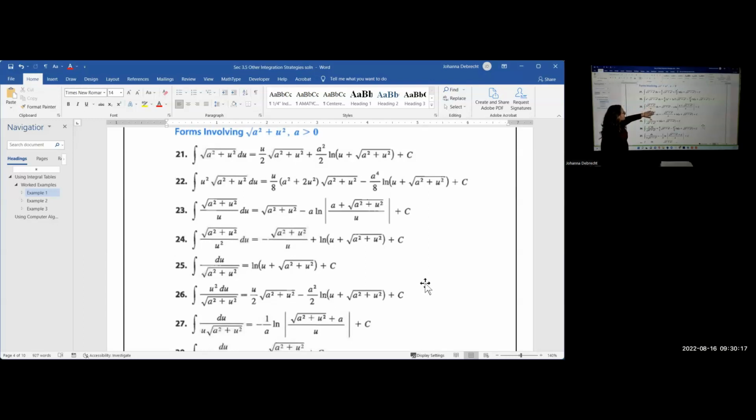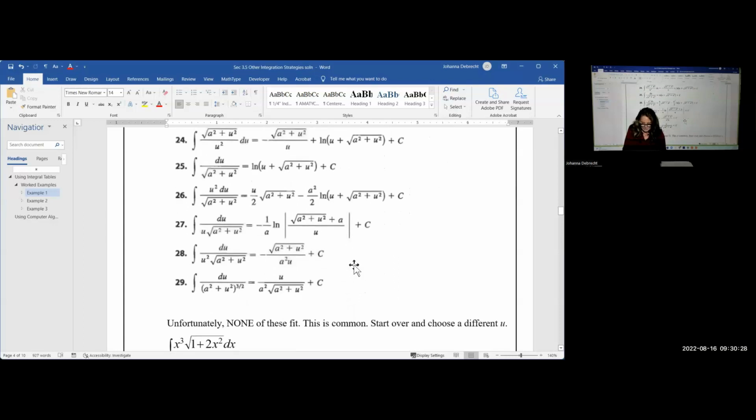It's got a fraction with 1 over u. This is 1 over u squared. That's not right. This one has the radical in the denominator. So does that. So does that. Those aren't correct. Keep going and see if you can come up with one that fits the pattern.